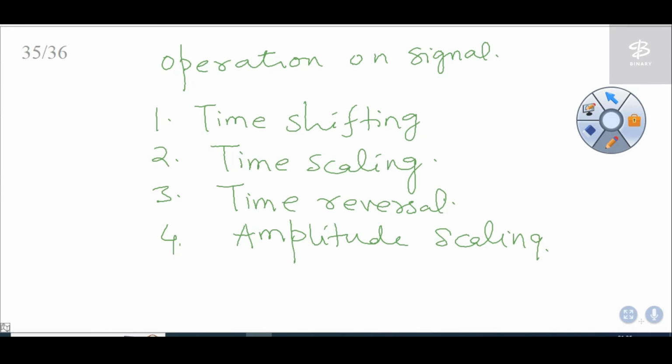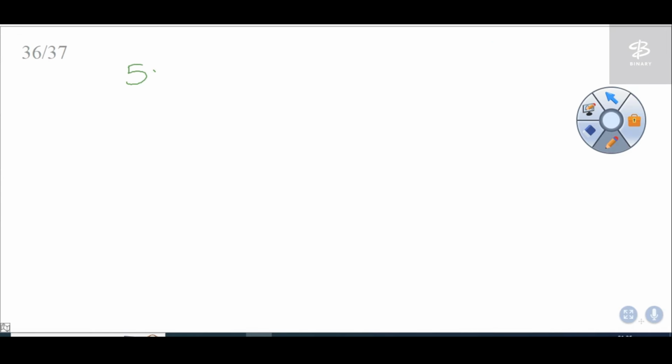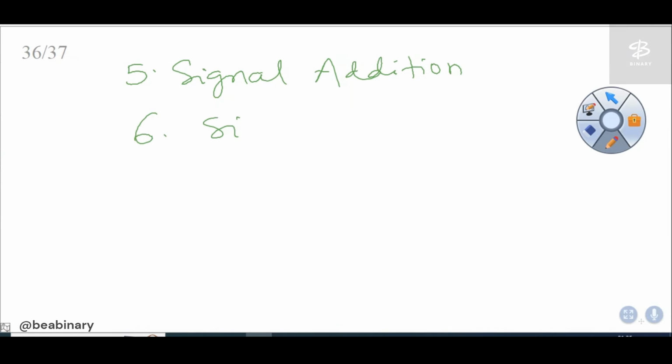Then you can perform the signal addition. You can add two different signals, so you can perform the signal addition. And you can perform the signal multiplication.